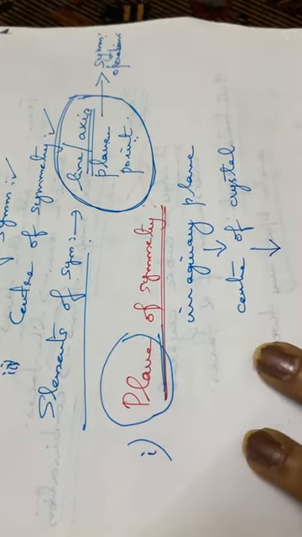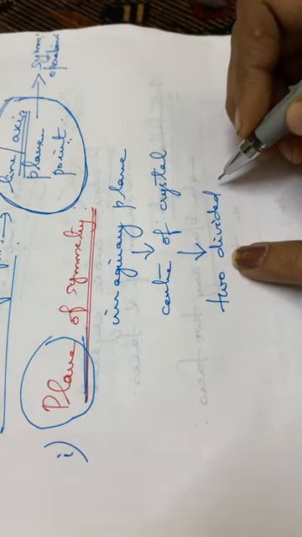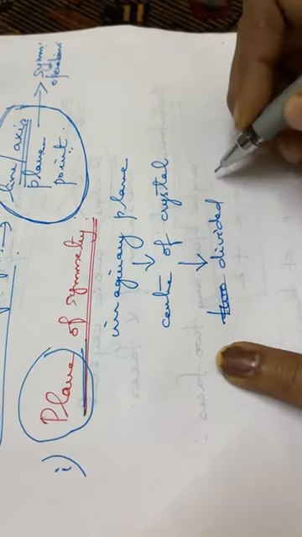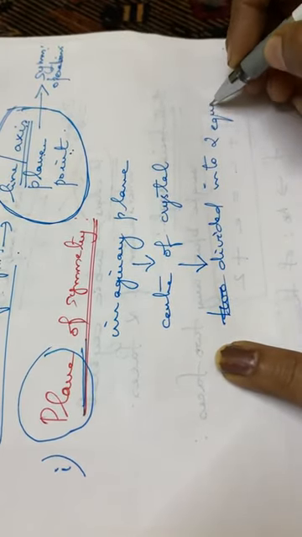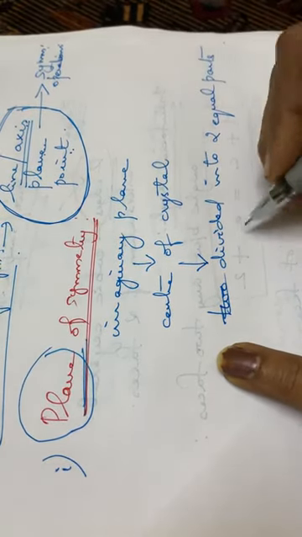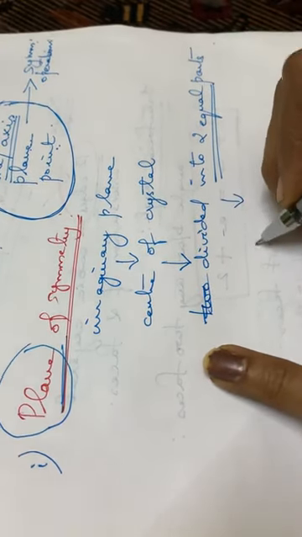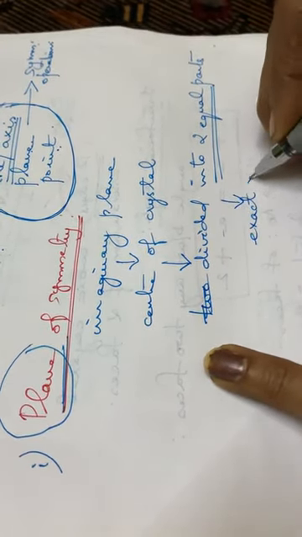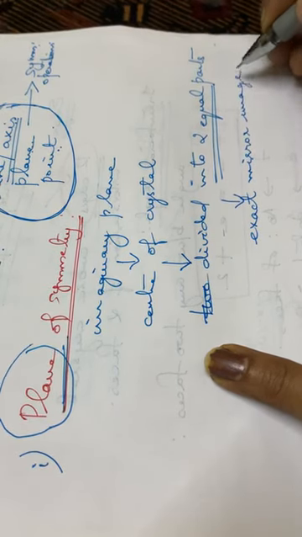I am splitting the definition. It is divided into two equal parts. This plane will be cutting the crystal into two equal parts. And also, what about the equal parts? It will be an exact mirror image of the other.